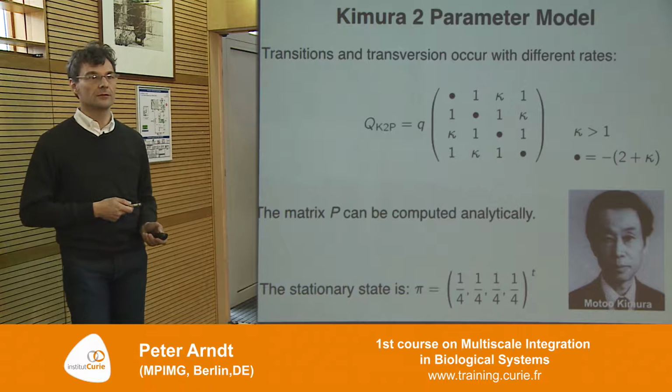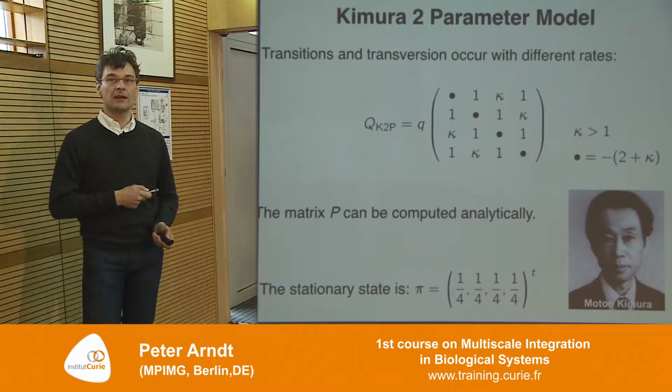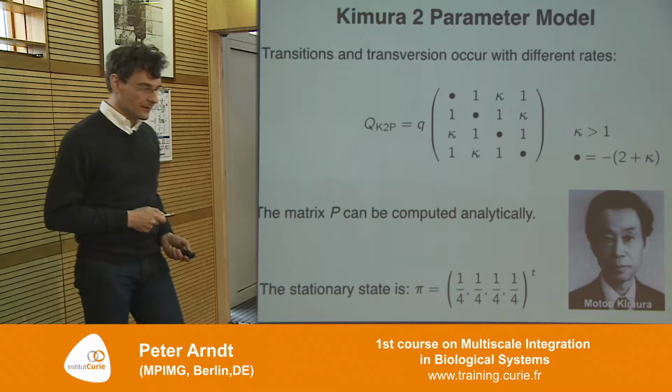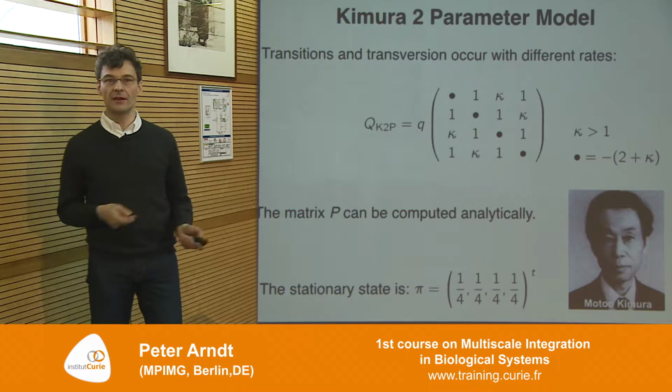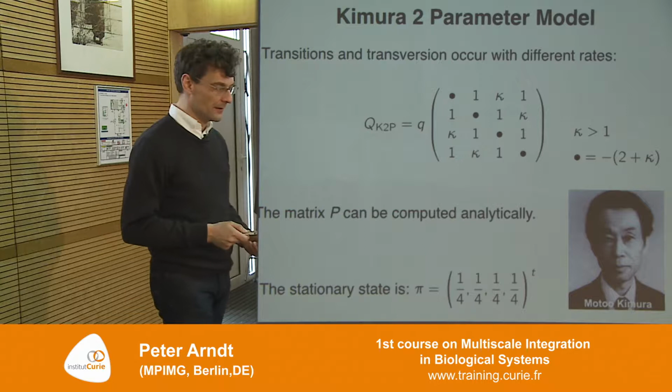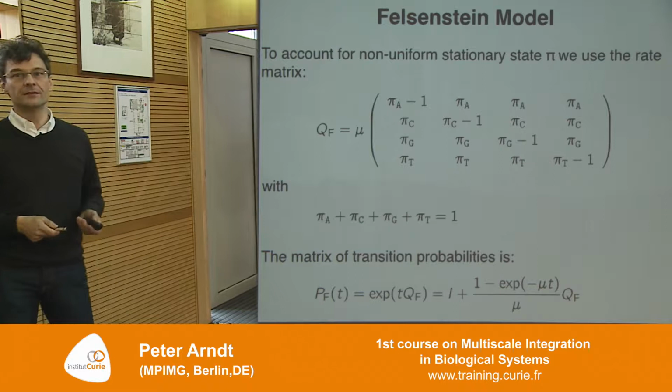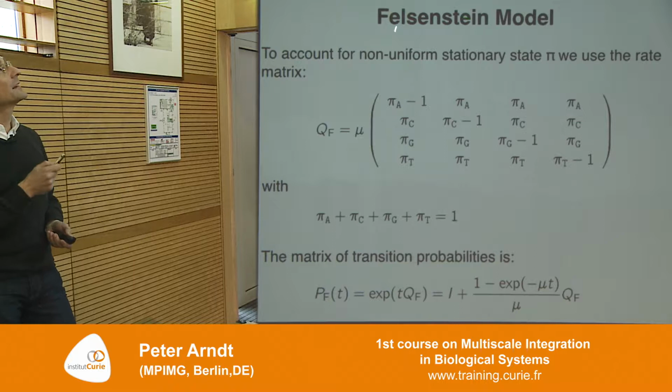But unfortunately, the stationary state is still one quarter, one quarter, one quarter, one quarter, which is actually not what is observed in genomic sequences. Say the human genome has a GC content, that is G plus C content, of 42%. So this is not 50% as it would come out of this model. Therefore a lot more models were invented to cover all these features we see in genomes. And the next one is then the Felsenstein model.